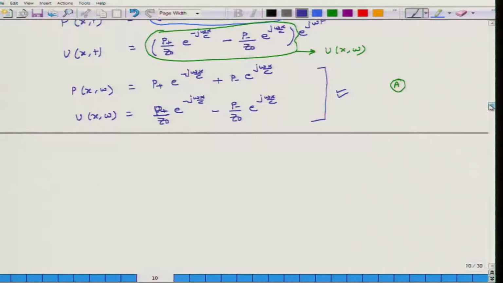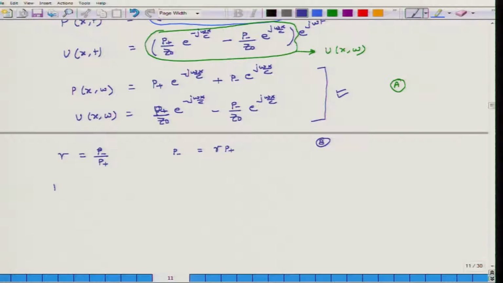Now, we define a parameter gamma, and we say that gamma is the ratio of P negative over P positive. Okay. So, P negative is a complex number, P positive is a complex number. So, gamma is also a complex number. So, if that is the case, then P negative is equal to gamma times P positive. So, this is equation B.